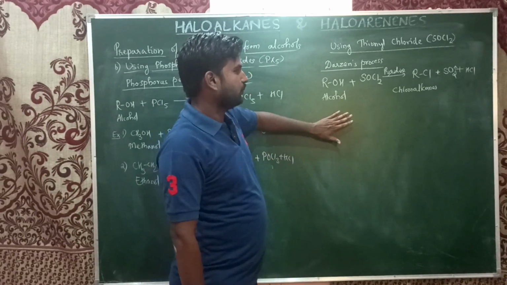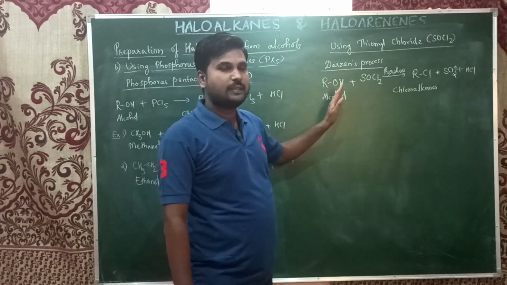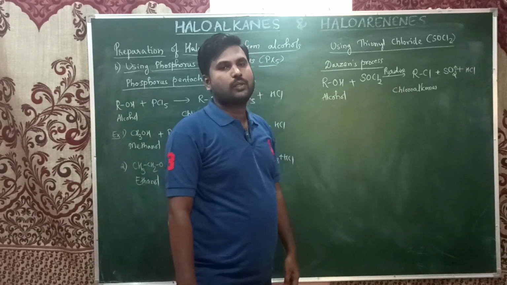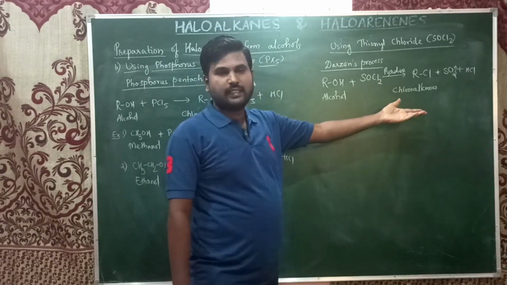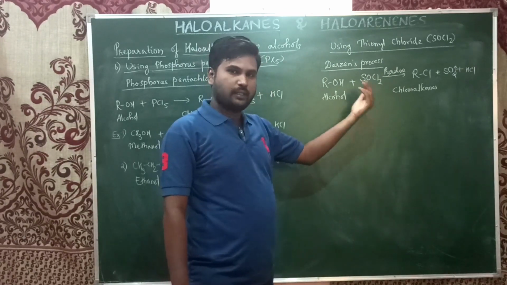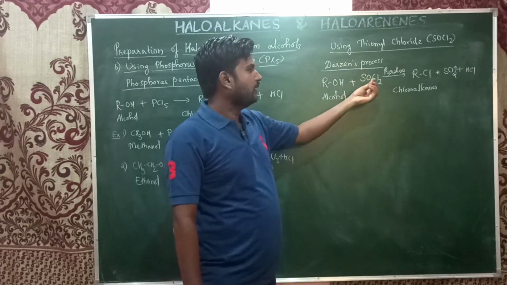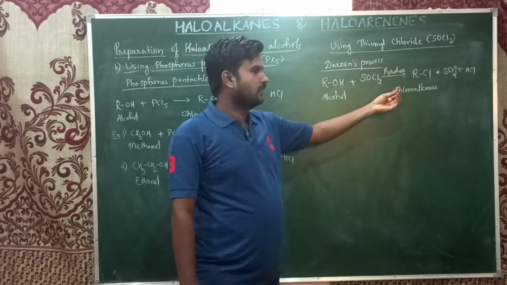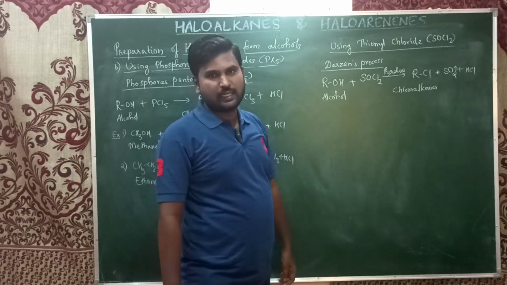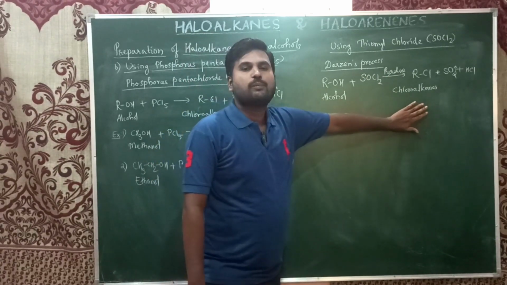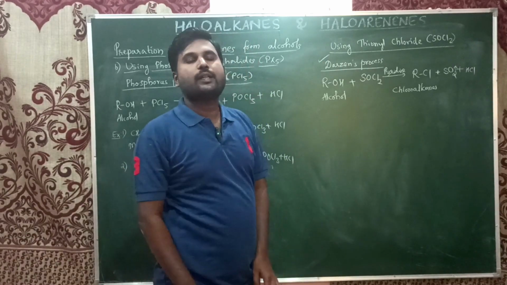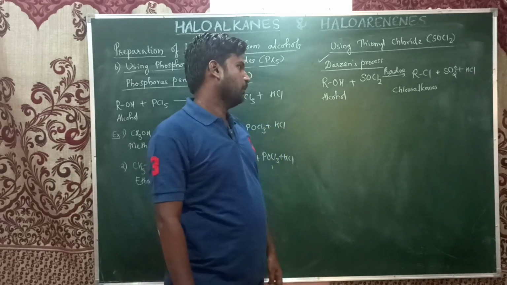So that is why this process is very important, because here we can get pure haloalkanes or pure chloroalkanes. Sulfur dioxide is a gas, so it can evaporate, and HCl, if it is a gas, usually dry HCl will evaporate, and if it is a solution of HCl, it will be neutralized with pyridine and separated out as a salt. That is why we can get pure chloroalkanes. Hence this method, the Darzens process, is very important to get pure haloalkanes.